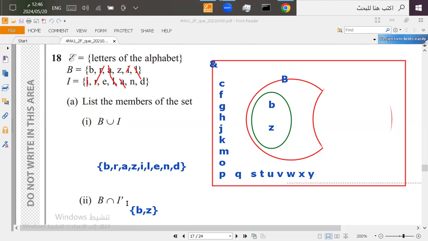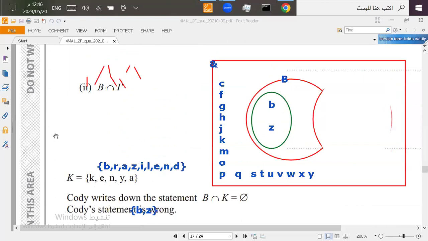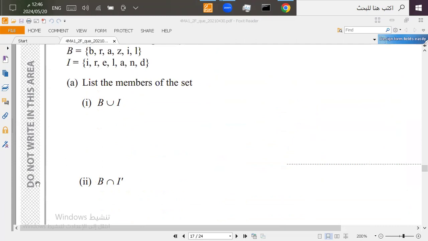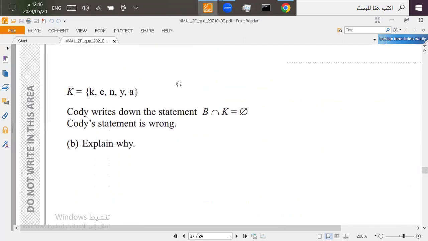So it means the letters that are inside of B at the same time in the outside of I. So the answer is B and Z. Now let's move on to the next question. This is 3. This is another question. So let's erase these. Focus on the steps of answering these questions because they're very important.